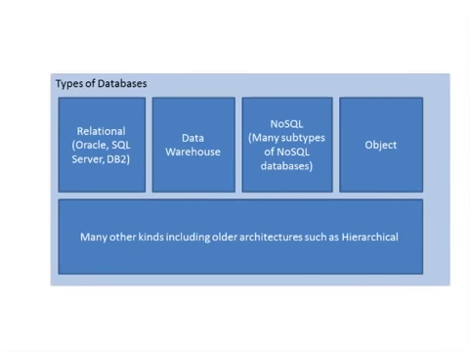Now, there are several different types of databases or database management systems. Relational databases like Oracle, Microsoft SQL Server, and DB2. Data warehousing databases. NoSQL databases. And there's many subtypes of NoSQL databases. MongoDB is a very popular one right now. There's a lot of document databases and graph databases that are NoSQL databases. Object databases, and then there's many other kinds such as hierarchical and some of the older structures.